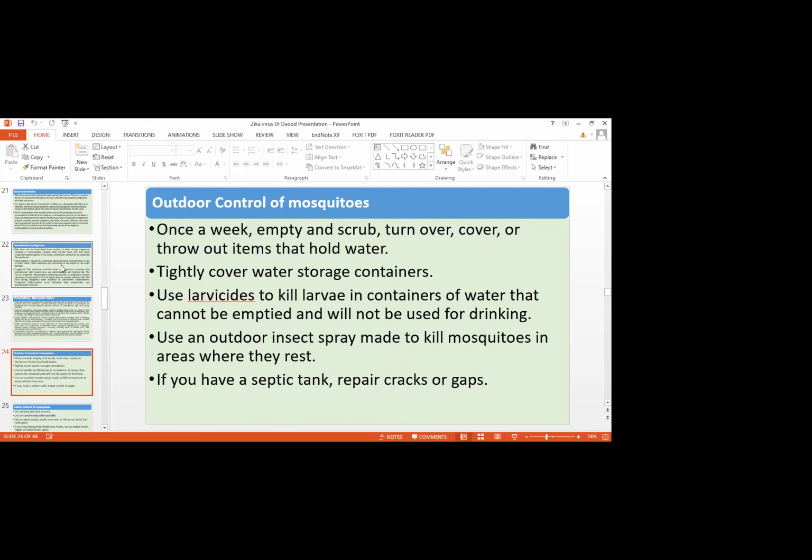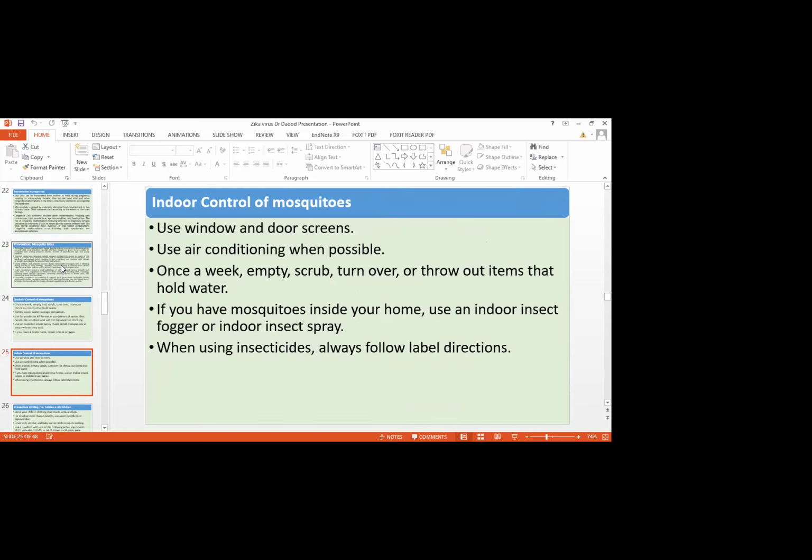Outdoor control of mosquitoes: the measures recommended are, once a week, empty and scrub, turn over, cover, or throw out the items that hold water, or tightly cover the water storage containers. Use larvicide to kill the larvae. Use outdoor insect spray made to kill mosquitoes. And if you have a septic tank, repair the cracks or gaps.